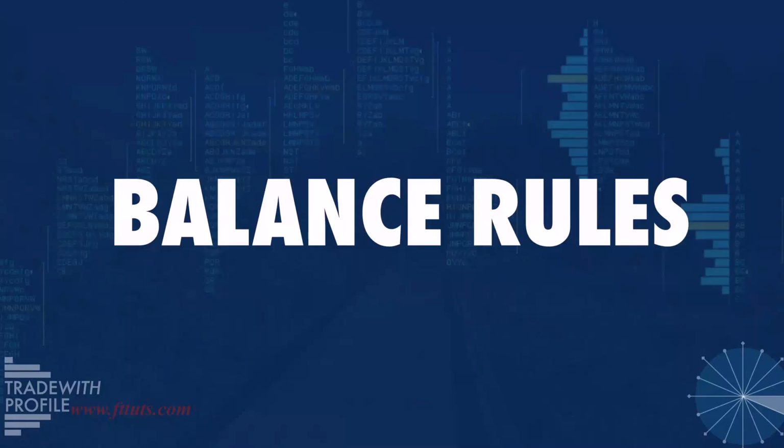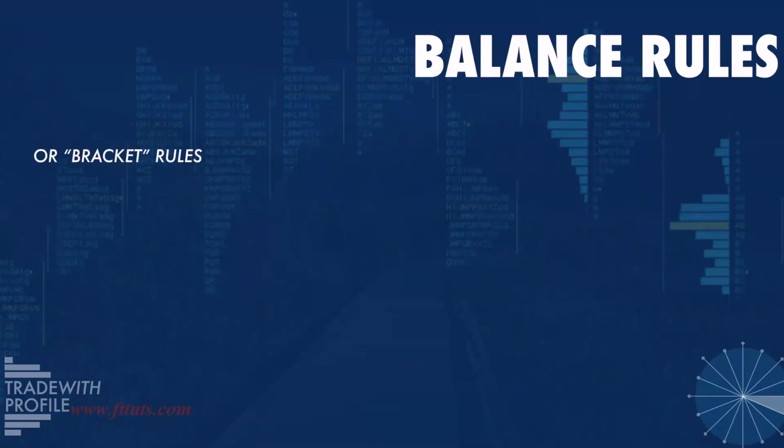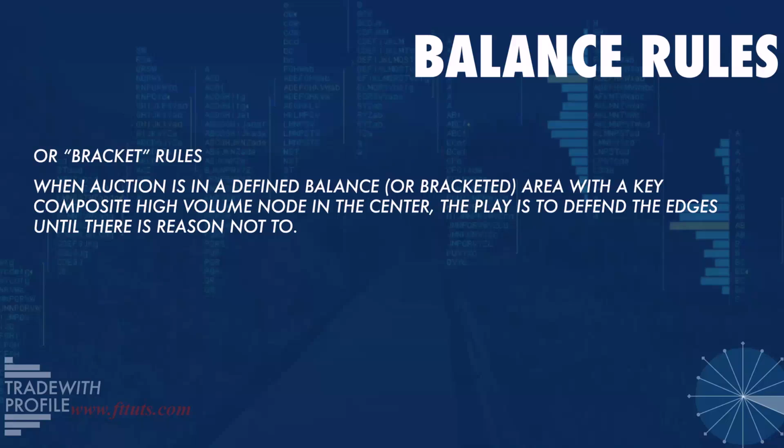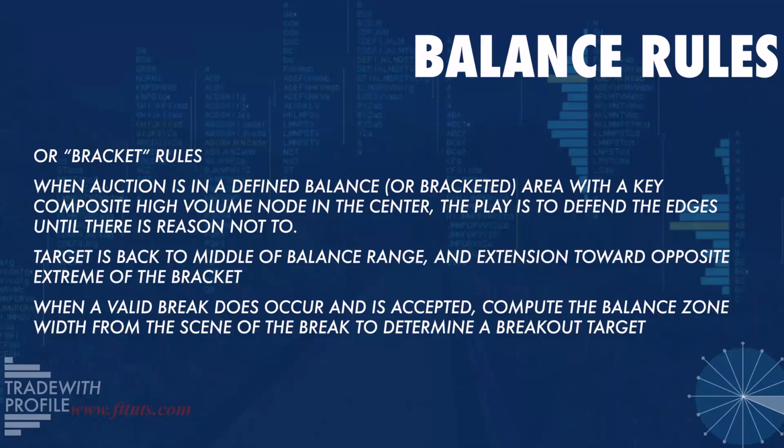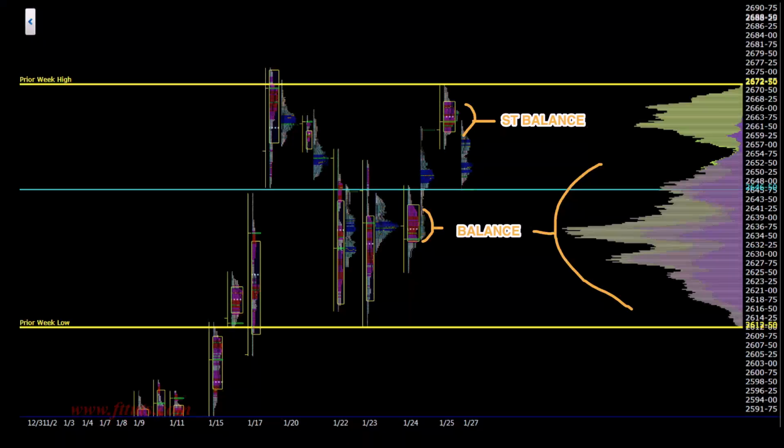Now, with that, we have some balance rules. So sometimes we'll talk about balance rules or bracket rules, but this is when the auction is in a defined balance or bracketed area with a key composite high volume node in the center. In this sense, the play is to defend the edges until there is a reason not to. And again, this could be intraday or multi-session, but the target is always back to the middle of the balance range and extension towards the opposite extreme of the bracket. When there is a valid break and it's accepted, then we can compute the balance zone width from the scene of the break to determine a breakout target. We're going to cover that in a little bit, but this is what this specifically looks like.